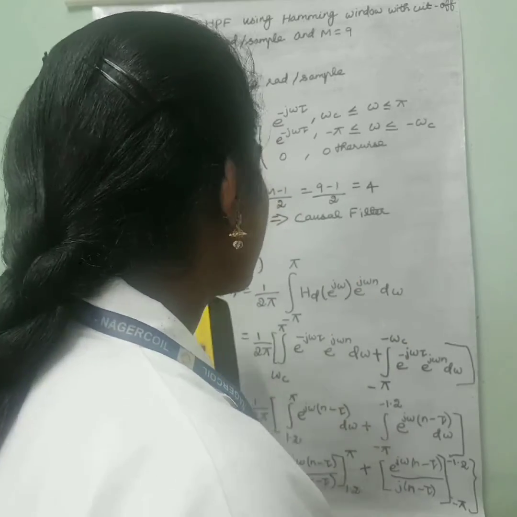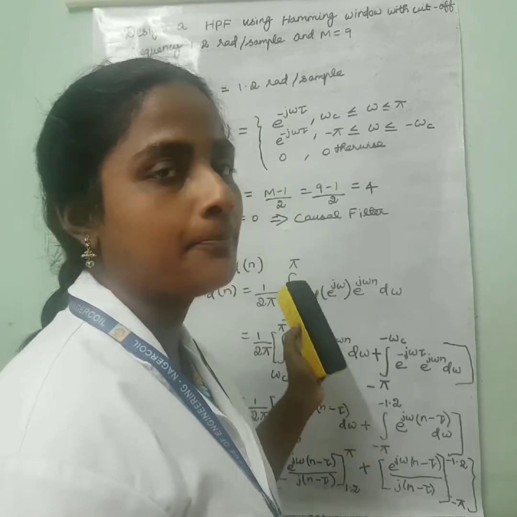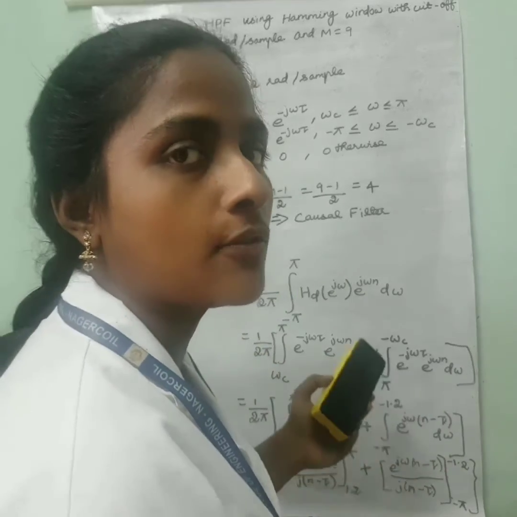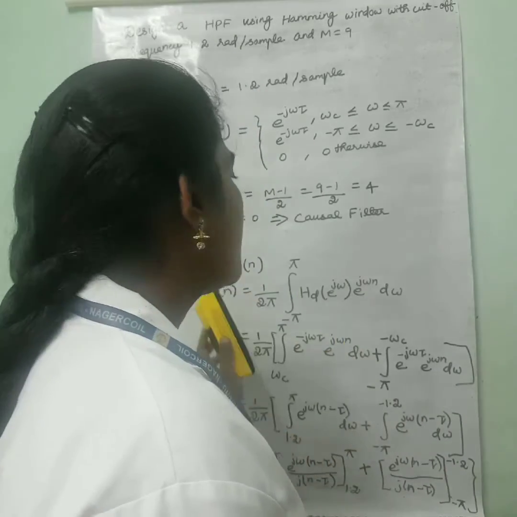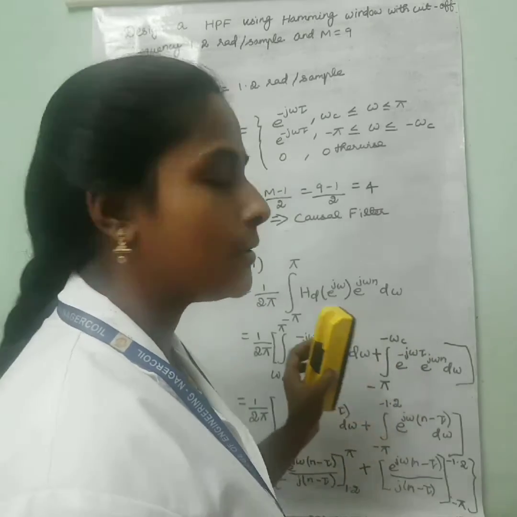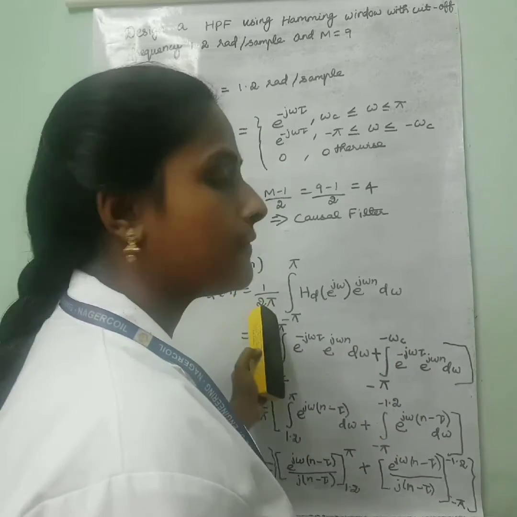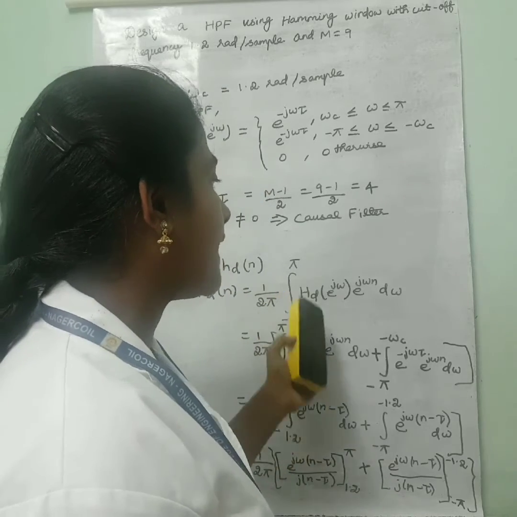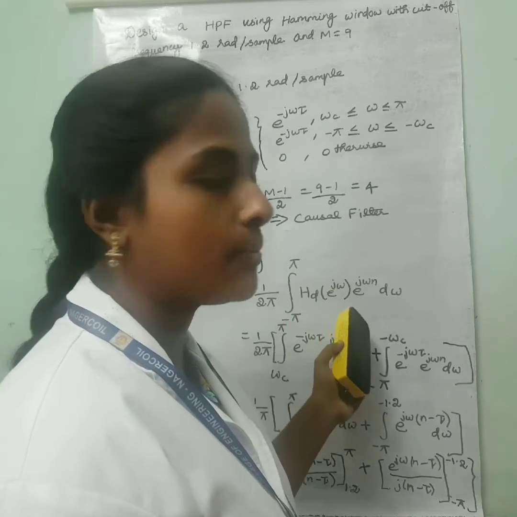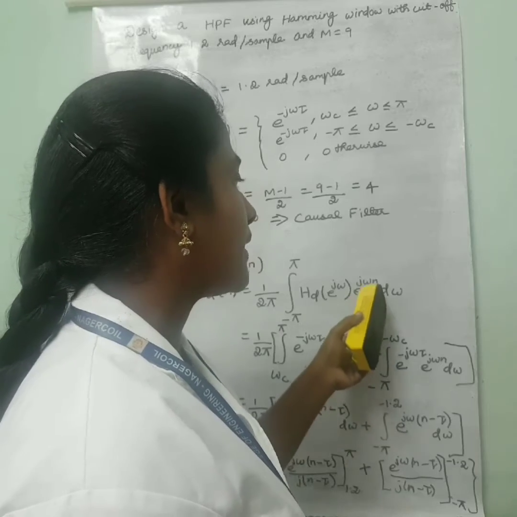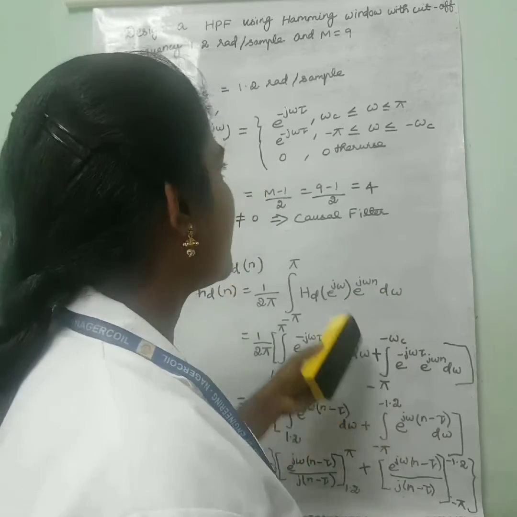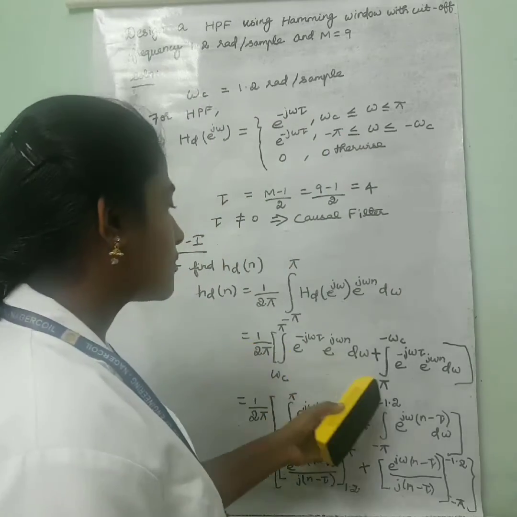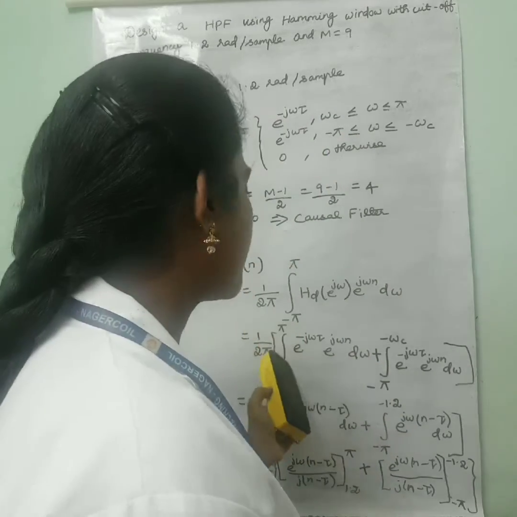Next step, that is, first step is to find hd of n. To find hd of n, we know the formula that hd of n is equal to 1 by 2 pi integral minus pi to pi hd of e power j omega into e power j omega n into d omega. Here we have two limits, so we have to write for two limits, since it is a high pass filter.